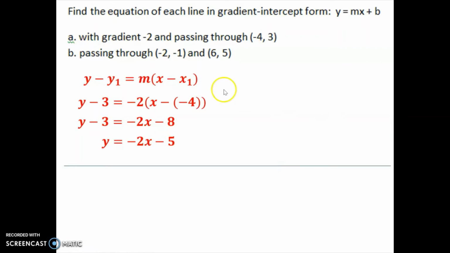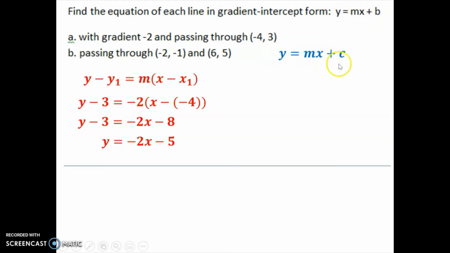Now, before we move into question B, I want to look at question A another way, because there's another way that's commonly used, and you might prefer it. It's good to know there's options and different ways to approach things. In the first approach, we began with the point gradient form. But what if we wanted to begin with the slope-intercept form? Can it be done? Let's try.